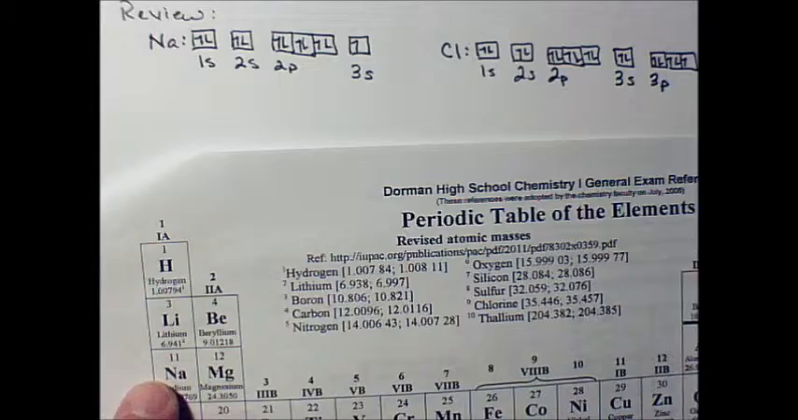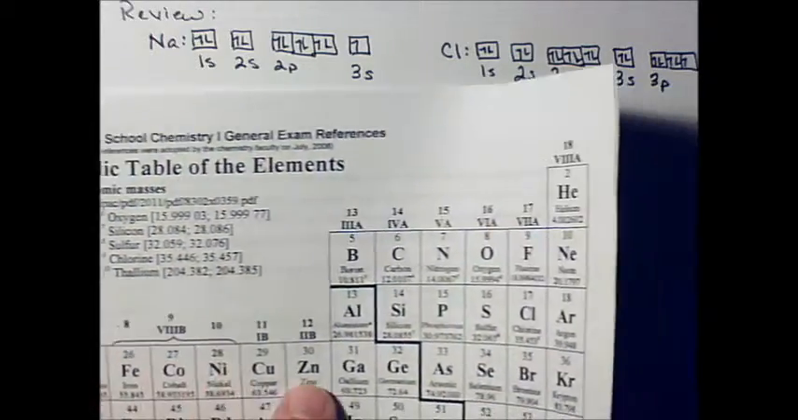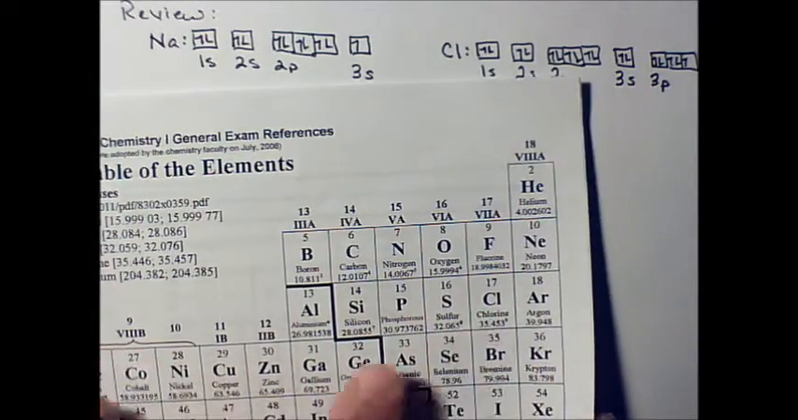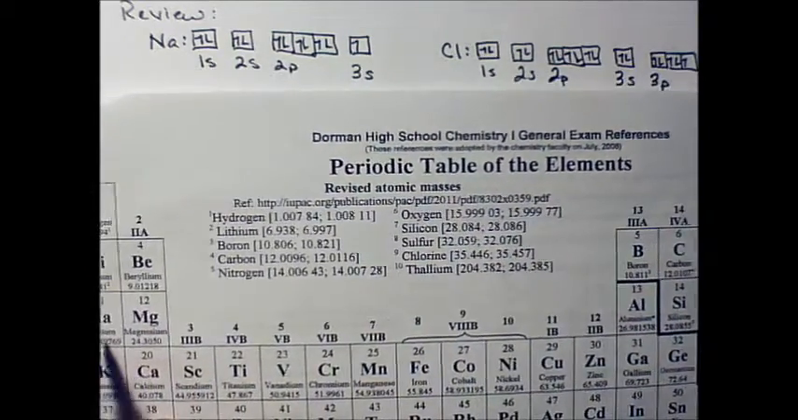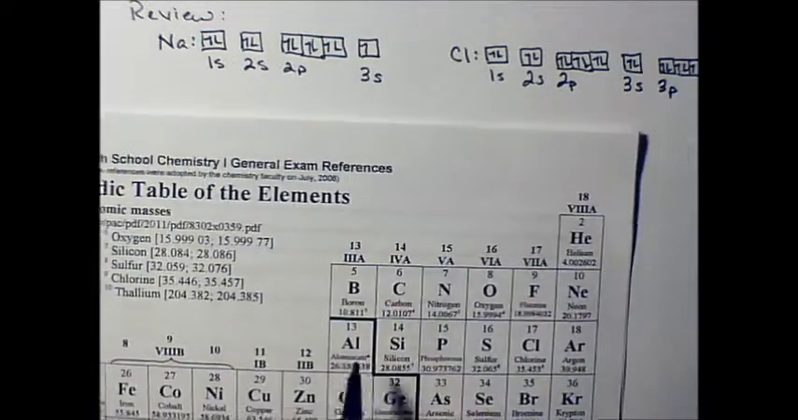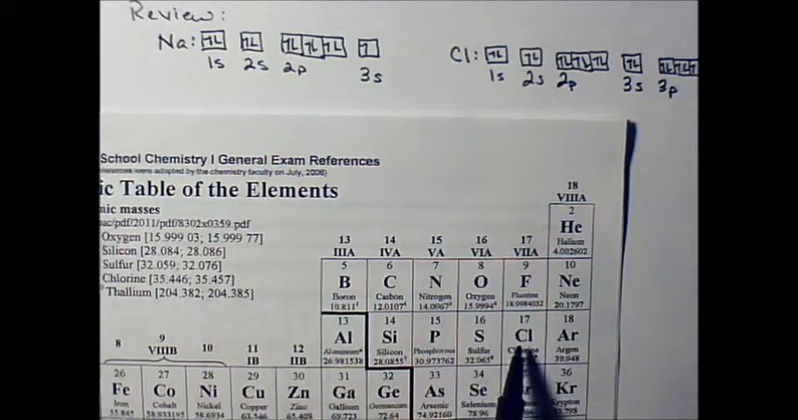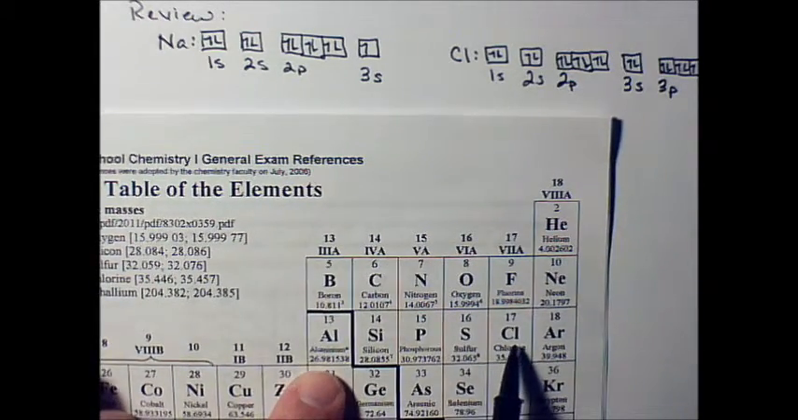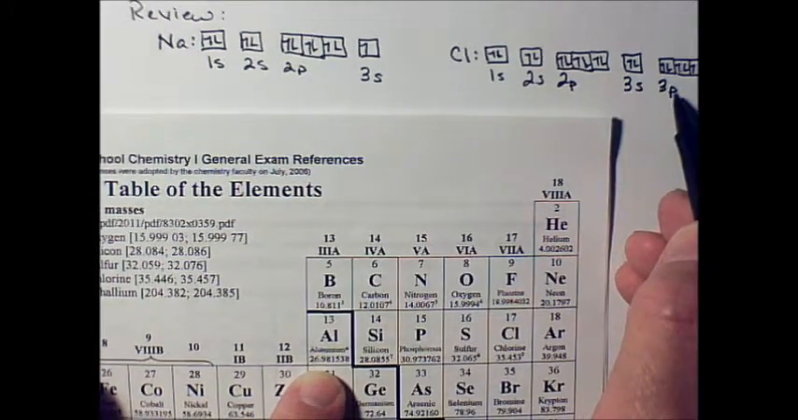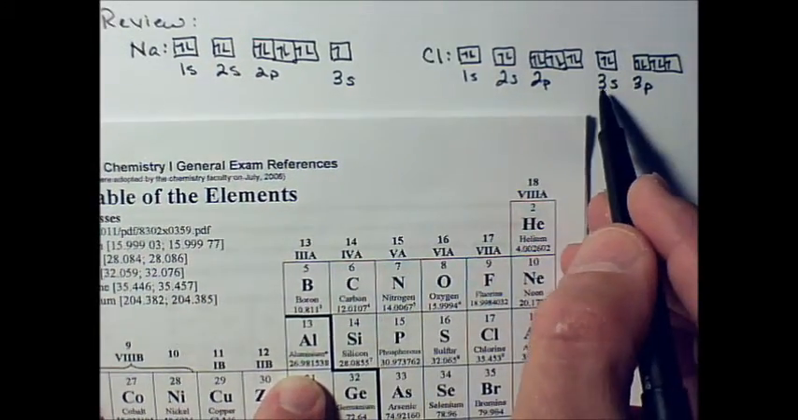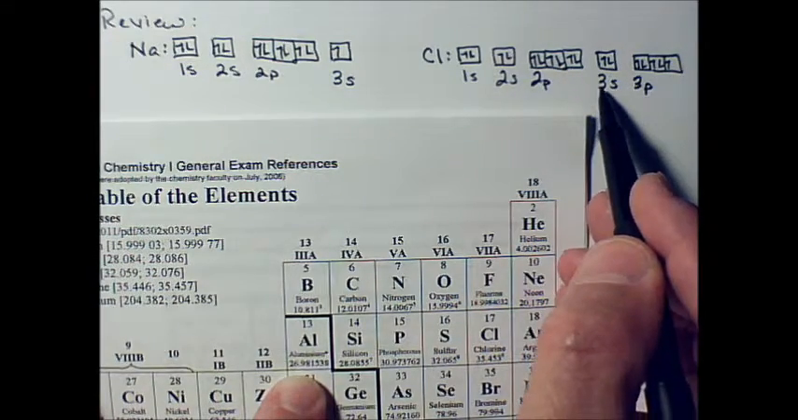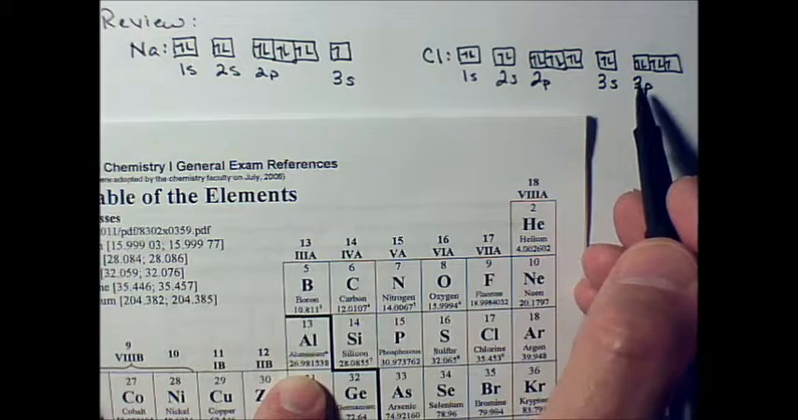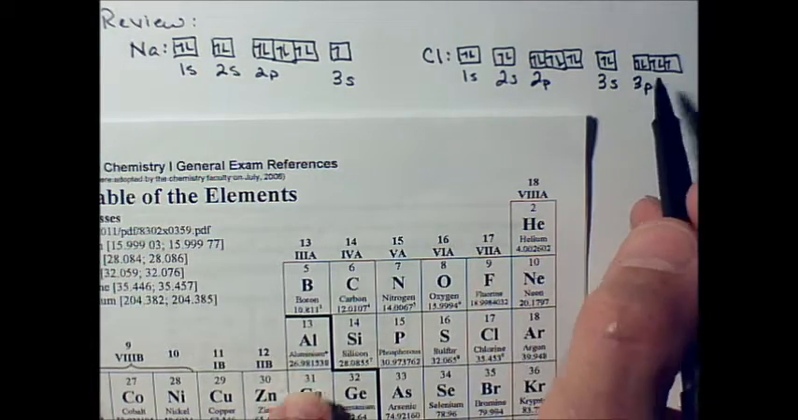In this same primary energy level 3, chlorine's over here. And it has a full S level, represented by sodium and magnesium, and it's got 1, 2, 3, 4, 5 different electrons in the third level P sublevel. So it has a total of 7 electrons in the valence level. Primary level 3 is the valence level for chlorine, and there's 7 electrons there.